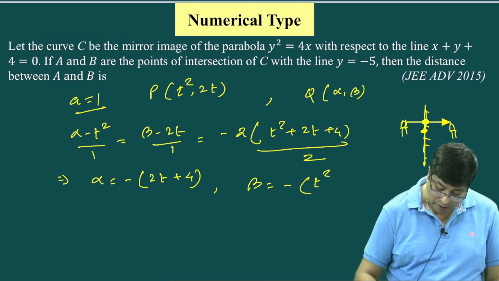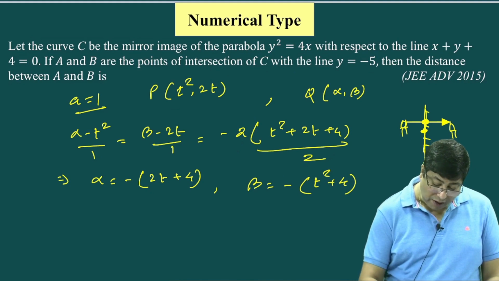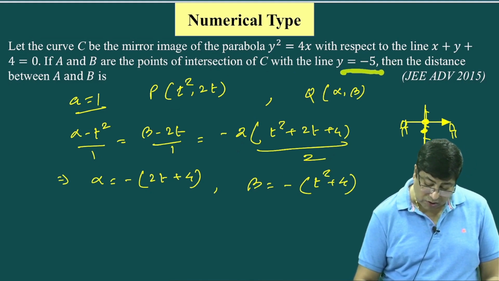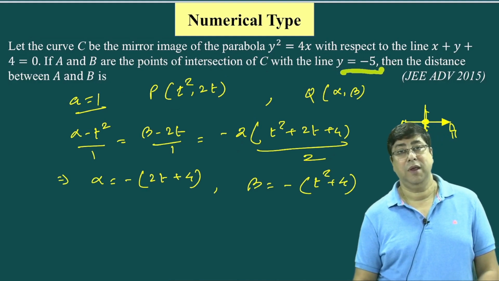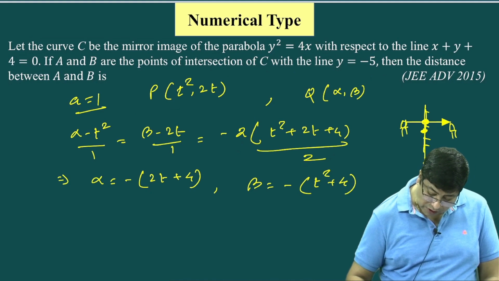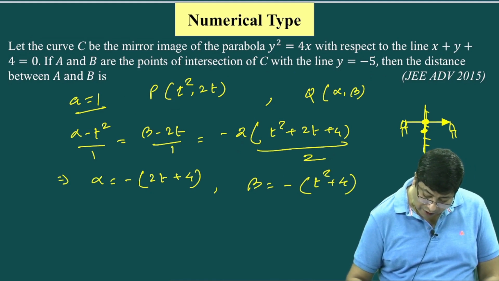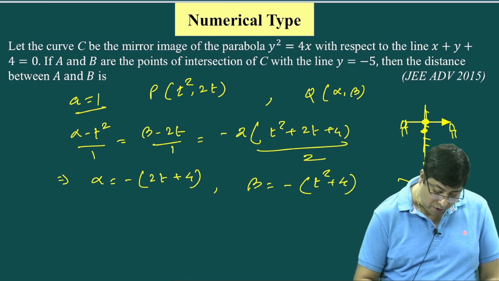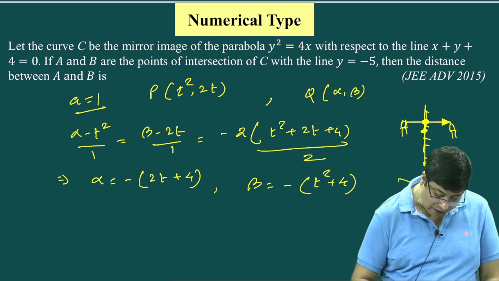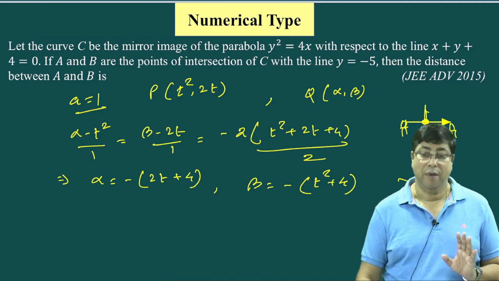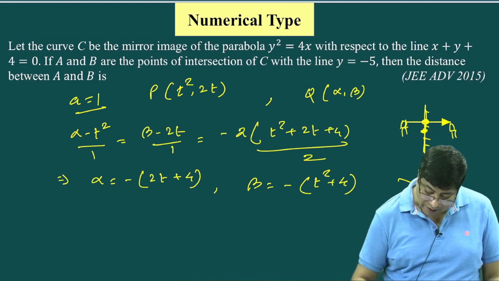According to the question, A and B are the points of intersection of the parabola C with the line y equal to minus 5. If I draw just one rough diagram so that you can understand: suppose this is our required parabola C, and this is the line y equal to minus 5. And suppose this is the point A and this is the point B.